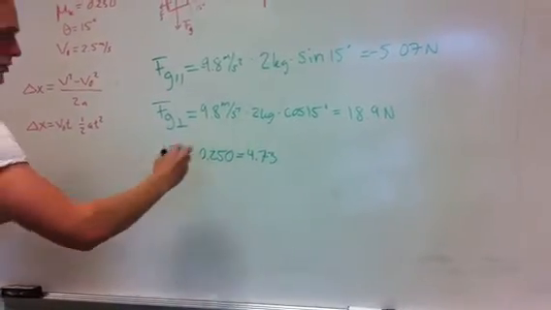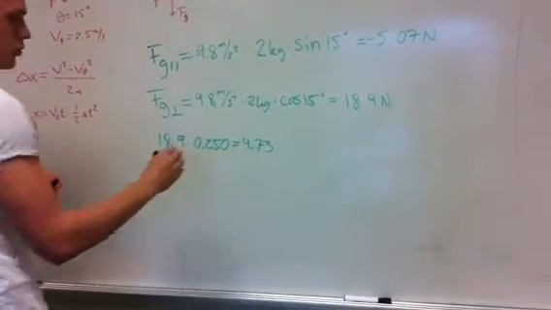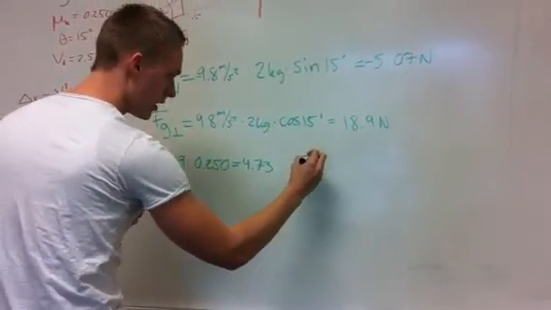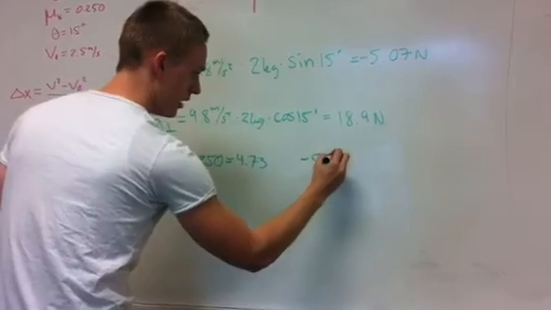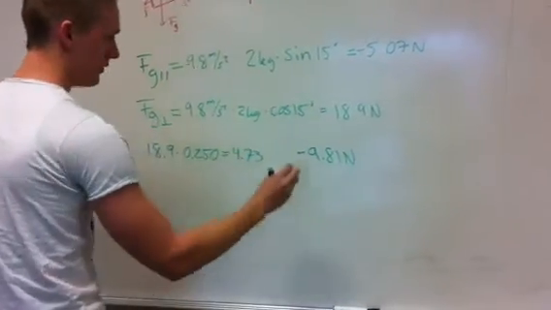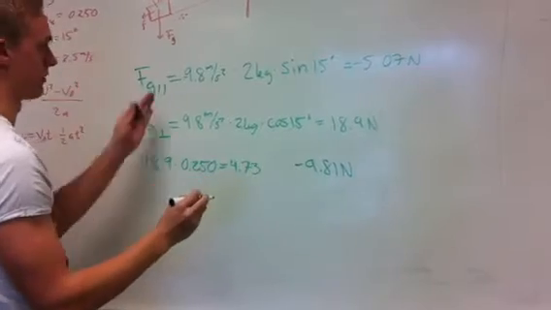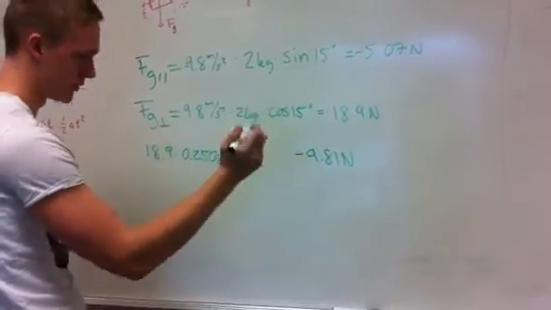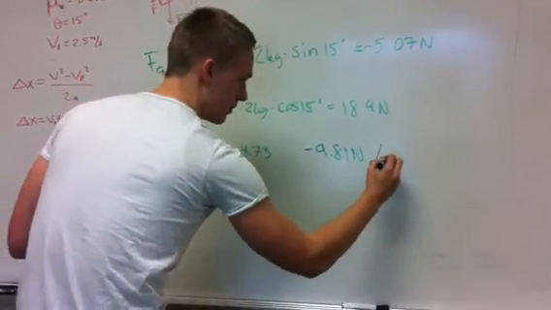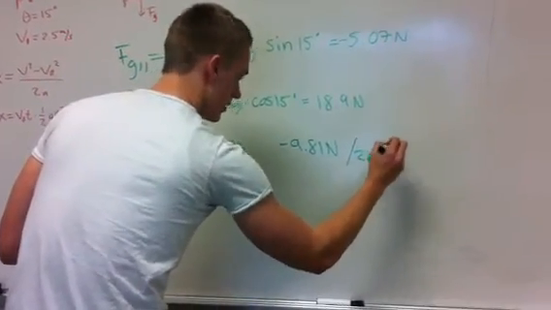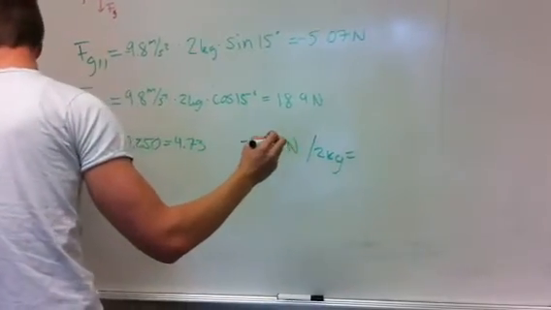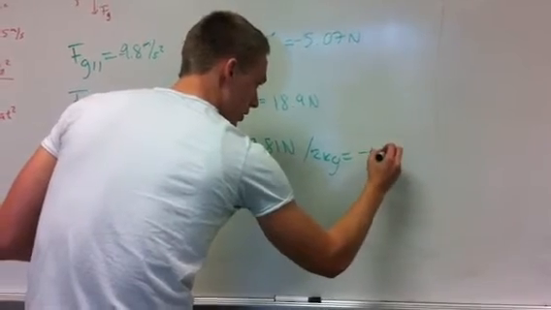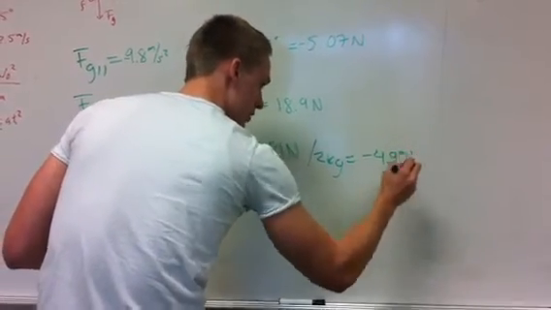If I add those together, and since this is moving down, it's also negative, so the total comes out to being negative 9.81 newtons. And if I divide that by 2, which is the mass of the block, I get the deceleration, or the negative acceleration of the block as it moves up the ramp. So I divide this by 2 kilos, and I get negative 4.9 meters per second squared.